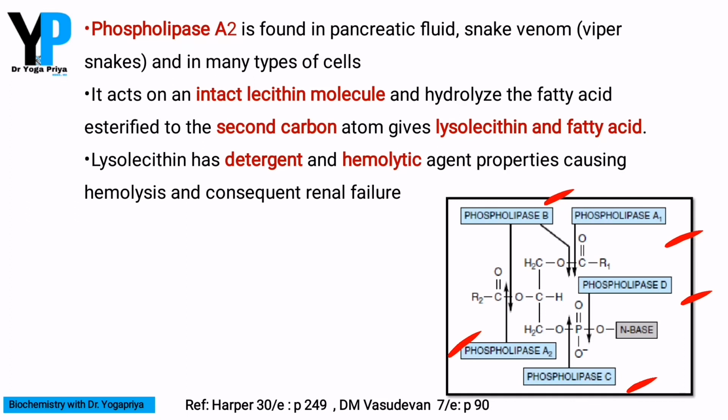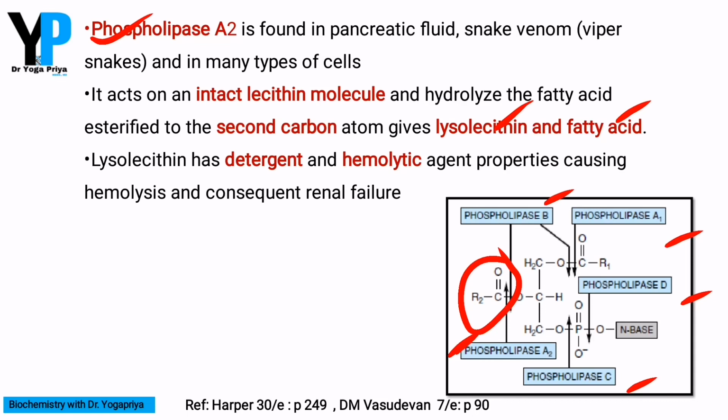The answer for the given question is phospholipase A2, which is mainly distributed in the mammalian tissue and also in the pancreatic juice. It is also seen in the venom of snake and bees. Here you can see the action of phospholipase A2, where it cleaves the fatty acid attached to the second carbon, resulting in a compound called lysolecithin. The two components formed after cleavage by phospholipase A2 are lysolecithin and fatty acid.